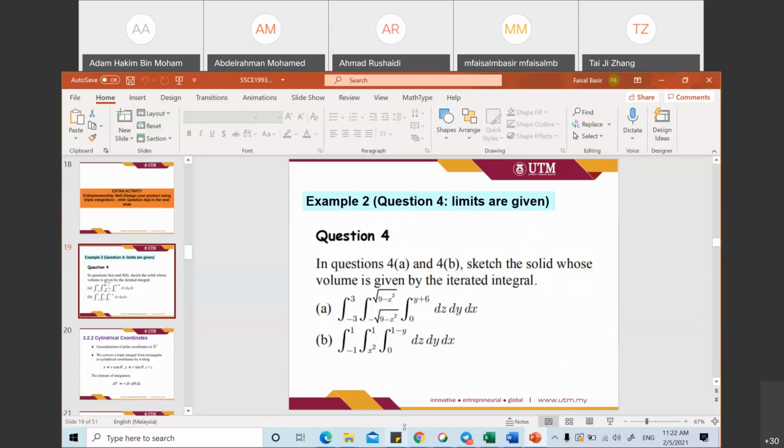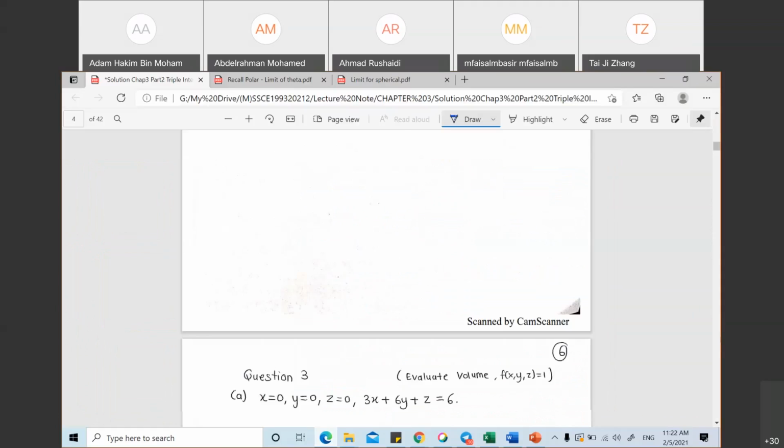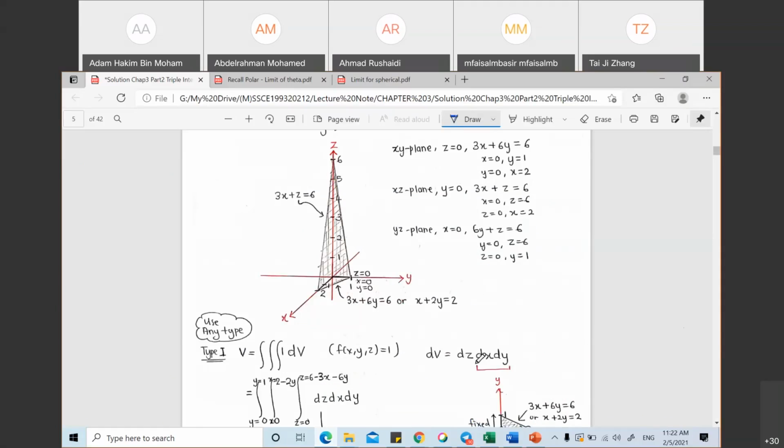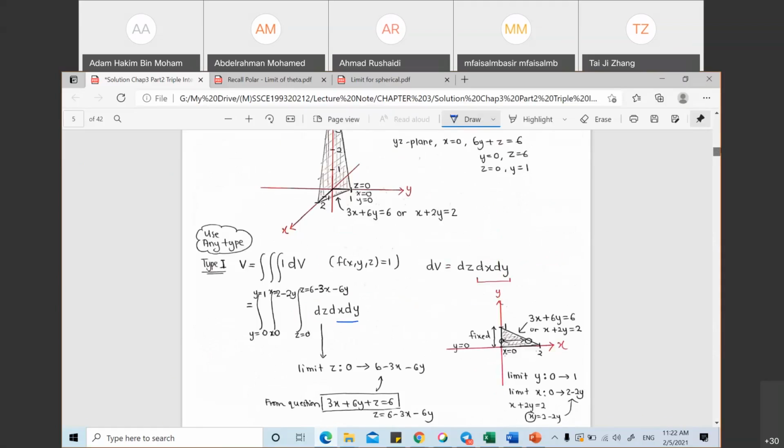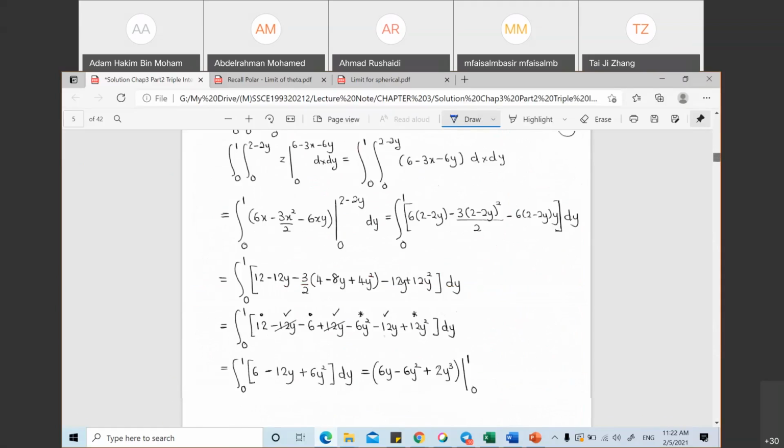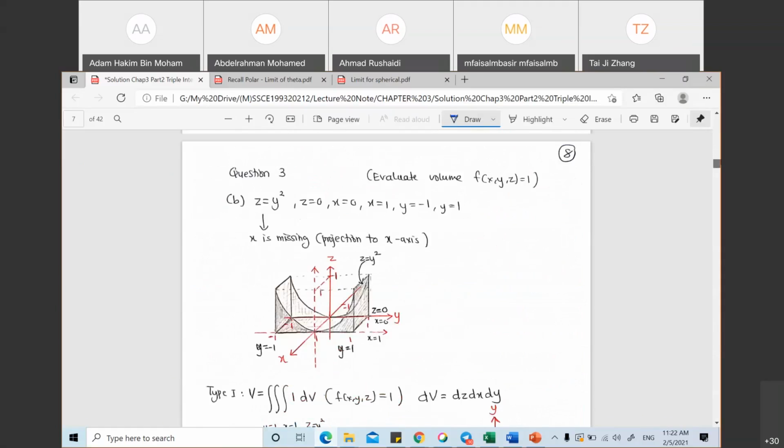Okay, for this question, if you see back, it's the same thing, same concept. You are asked to find the volume, just stick with the below one. And then you have to choose either dxdy, dydz, or dzdx. Okay, you can study this.